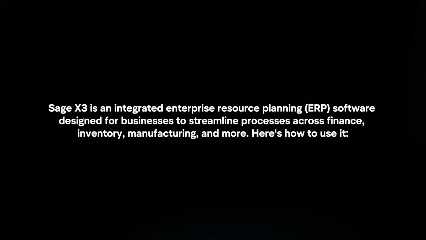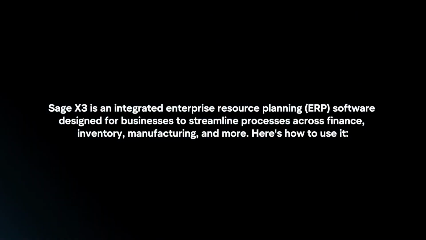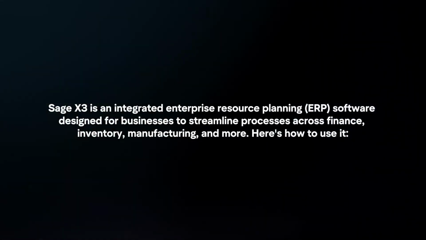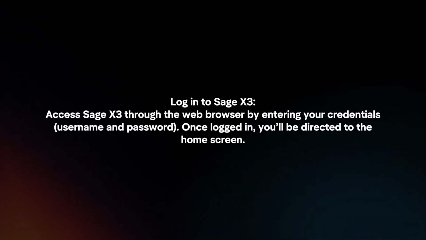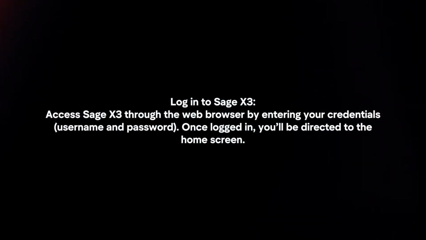Sage X3 is an integrated enterprise resource planning software designed for businesses to streamline processes across finance, inventory, manufacturing, and more. Here's how to use it. Log into Sage X3. Access Sage X3 through the web browser by entering your credentials.